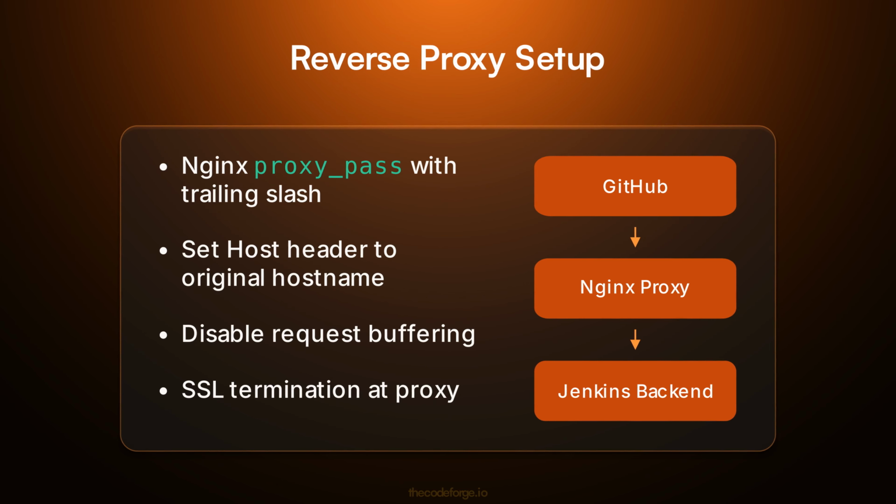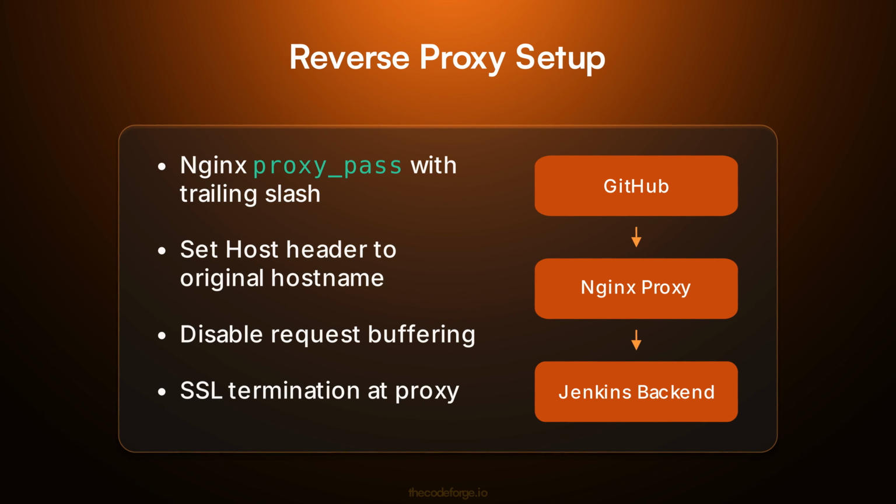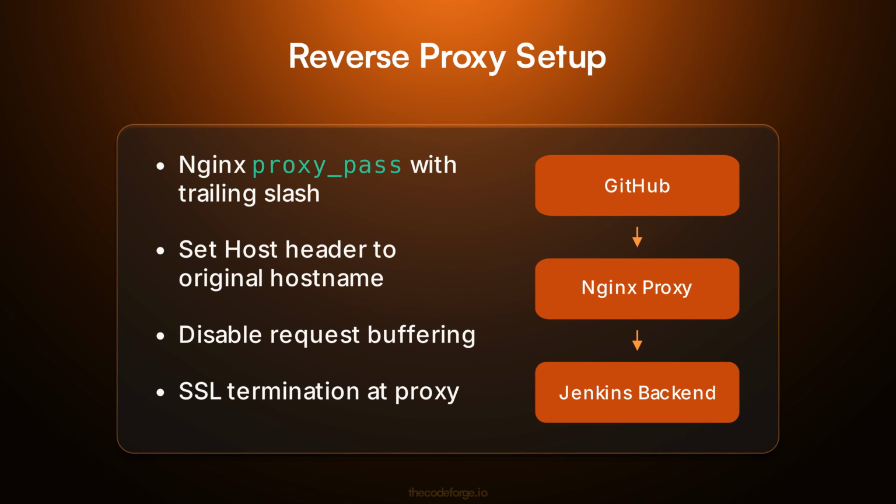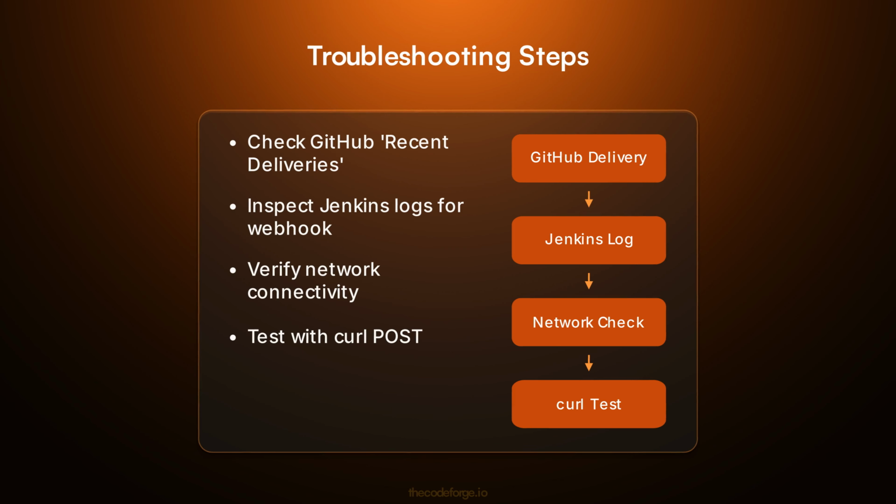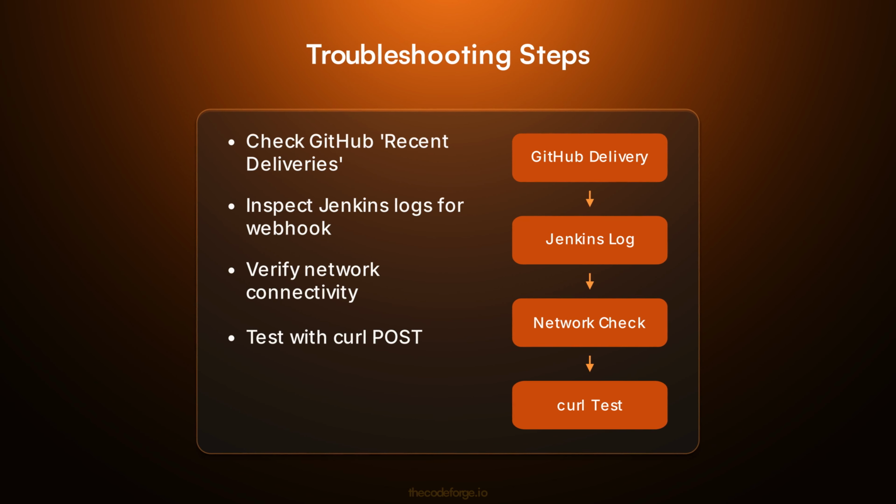Most production Jenkins instances sit behind a reverse proxy like Nginx. The proxy must correctly forward webhook POST requests. Ensure proxy_pass includes the trailing slash, set the host header to the original hostname, and disable request buffering to avoid modifying the payload. When webhooks fail, start with GitHub's recent deliveries to see the HTTP response.